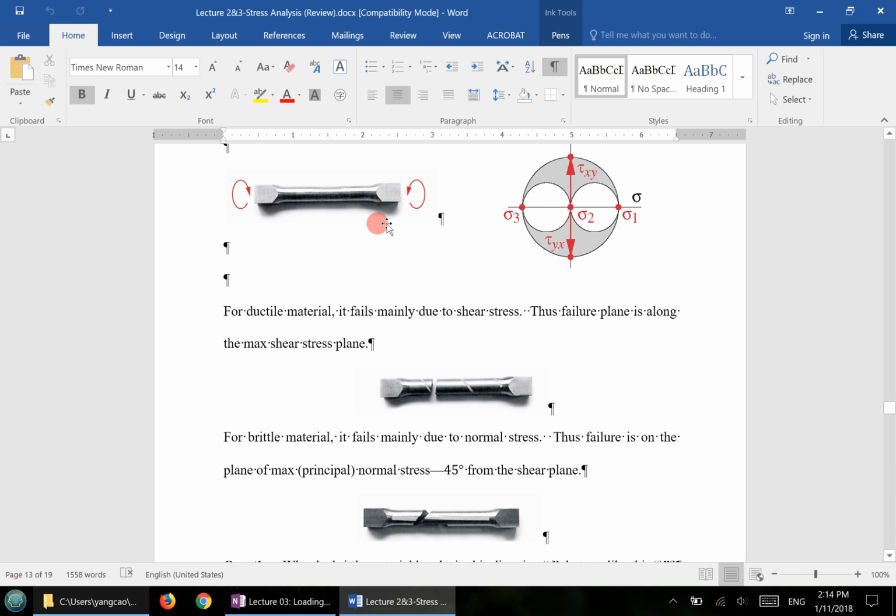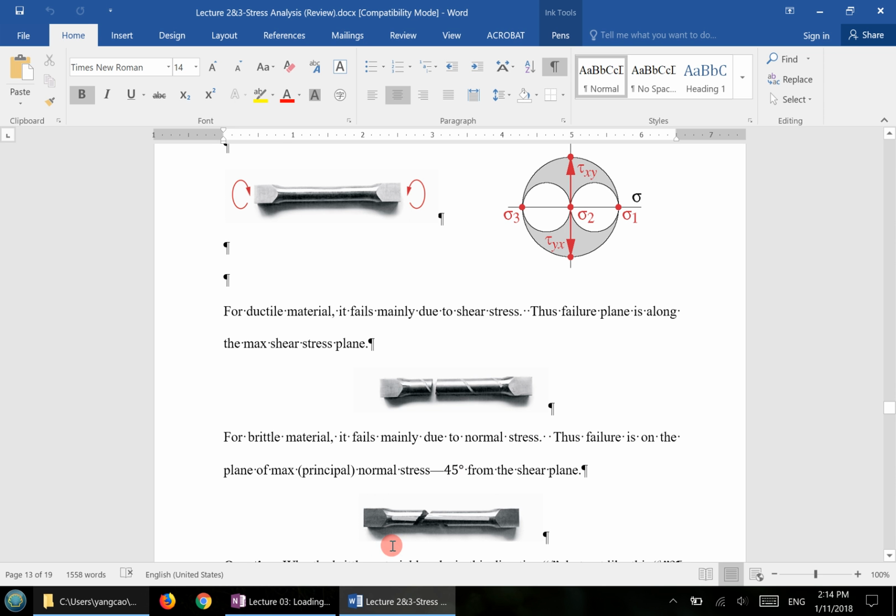Give you a bar right here, and we'll subject the bar to torsion. If you do this experiment, you'll find that if the bar is made of ductile material, let's say steel, then the bar breaks like this. It breaks perpendicular to the bar, and you see a twisting mark like this. Now, if the bar is made of a brittle material, you'll see that it breaks like this.